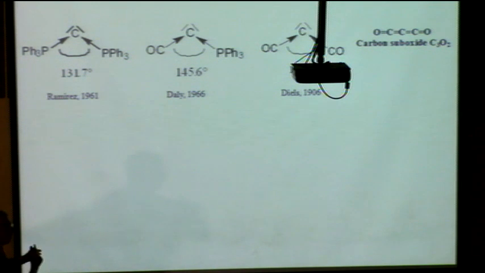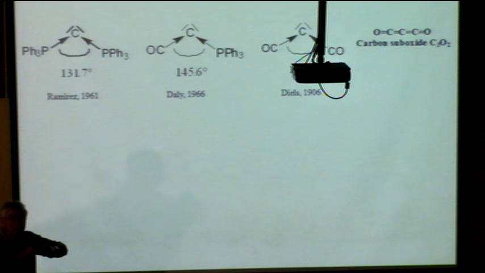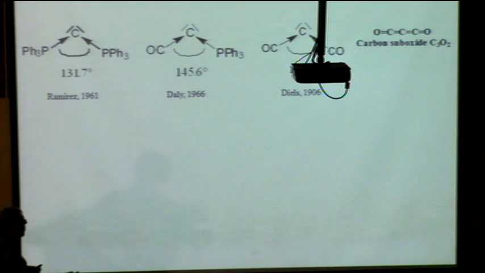The potential for linearization is very, very weak. It takes just 2 kcal per mole, and that is the reason why in the solid state, carbon suboxide becomes linear, because those 2 to 3 kcal per mole are easily given by interaction.